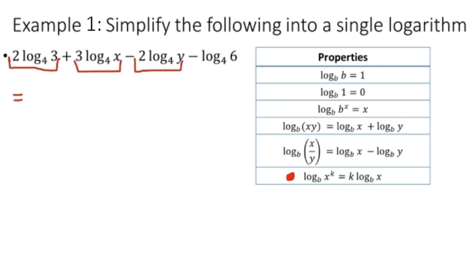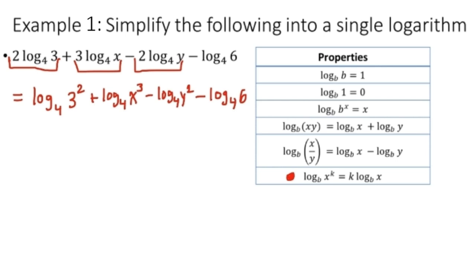So 2 log base 4 of 3, applying the power rule, becomes log base 4 of 3 squared. 3 log base 4 of x becomes log base 4 of x cubed. 2 log base 4 of y becomes log base 4 of y squared. And our last log, because it didn't have a coefficient, will stay the same.